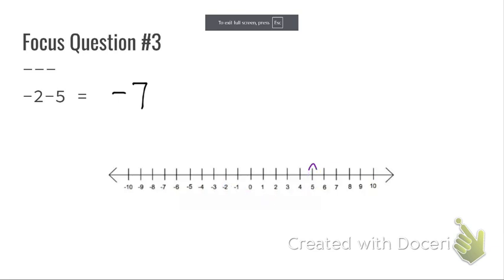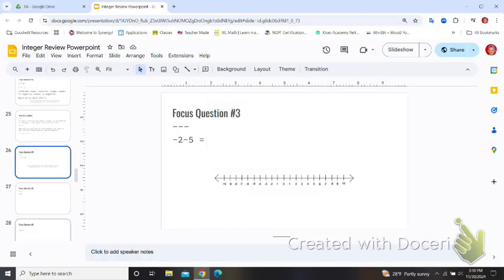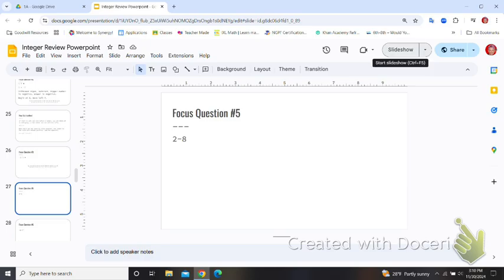Typically, I would not really even use the number line. I would just see a negative with my 2, a negative with my 5. Same signs, add them together, keep it negative.